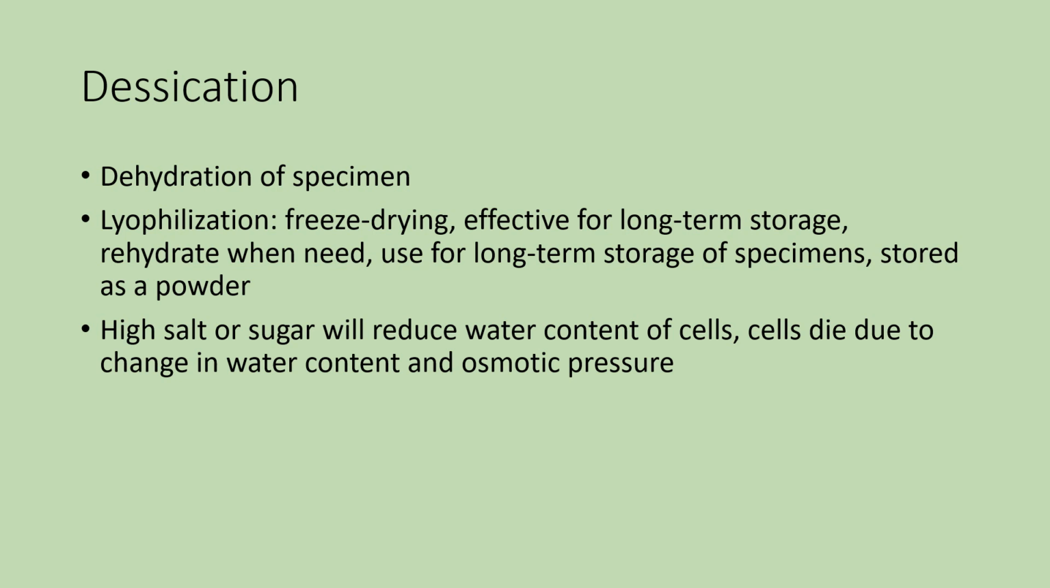Desiccation, this is drying of the specimen. There's different ways you can do this. Lyophilization is a special form of this where you freeze dry it. This is very, very effective if you're going to do long-term storage. Basically, you freeze dry it, you store the specimen as a powder. And then when you need to use it again, you just take that powder and you rehydrate it. This sometimes is how when we order specimens from a supply company, sometimes they come in a test tube, like on a slant, but sometimes they come as a powder, and then that's what you do, is you rehydrate it. It's very effective for very long storage.